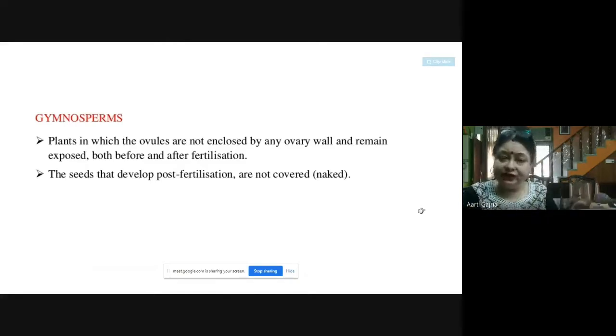But here in gymnosperms, the ovules are not enclosed by the ovary wall and they remain exposed before and after fertilization. That's why the seeds which are developed after fertilization, they are also not covered. They are naked.